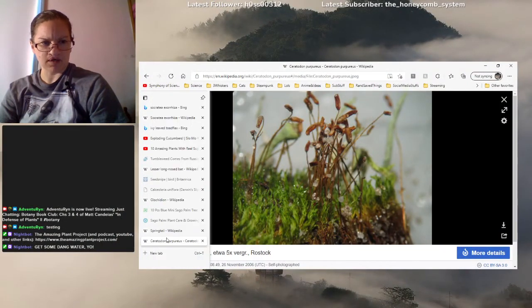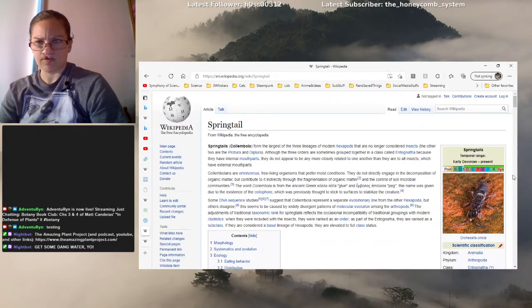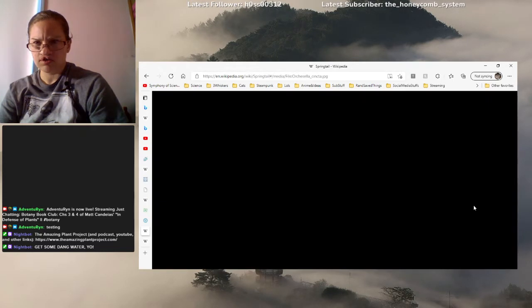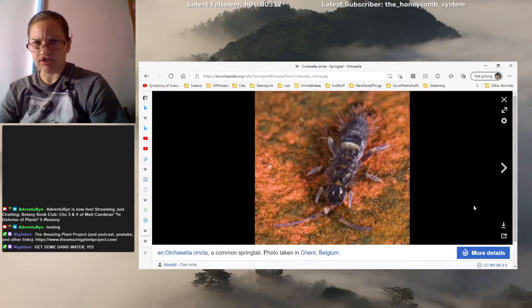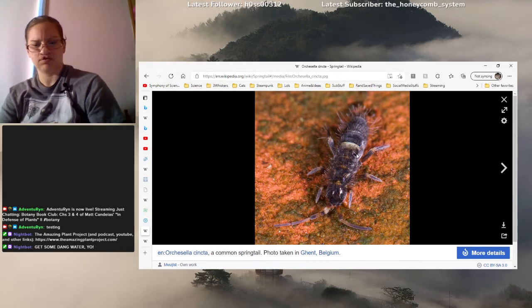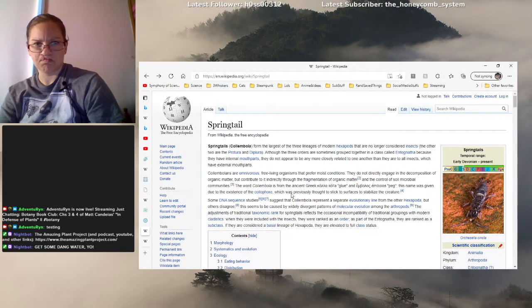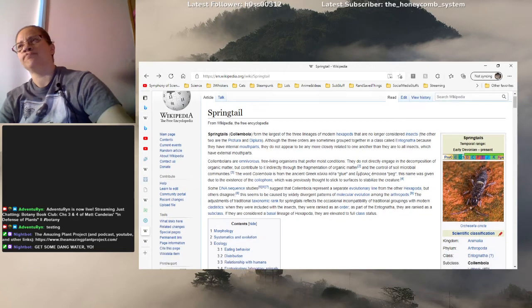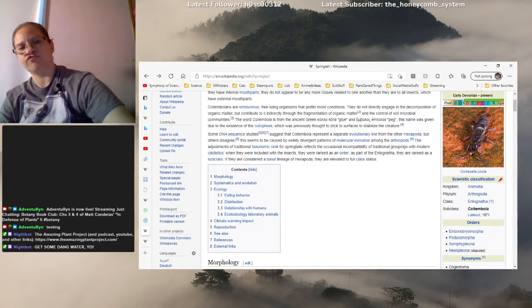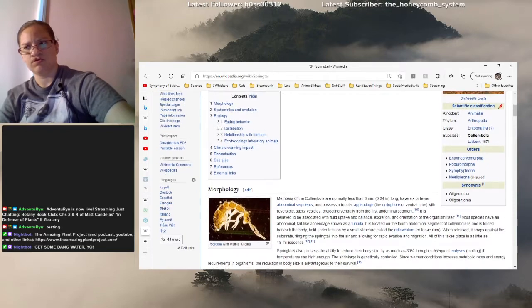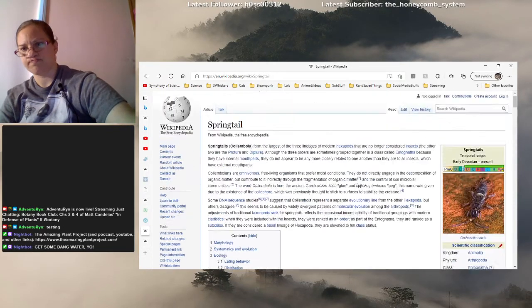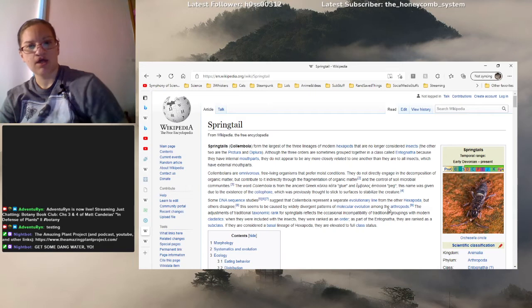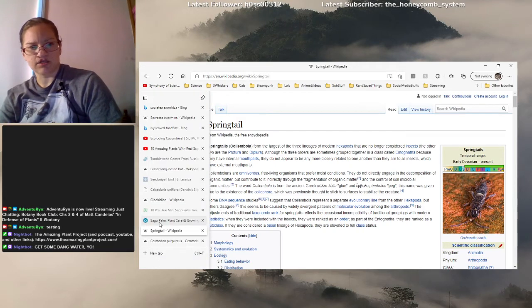Well, I'm thinking about it. So just as an example, this would be an example of one of the springtails that would potentially be helping to fertilize mosses, or the fire moss in particular.